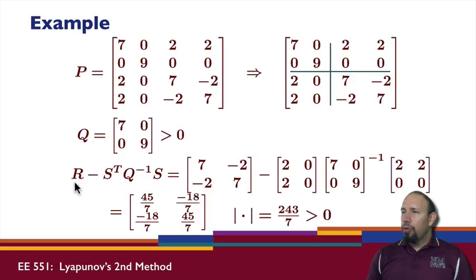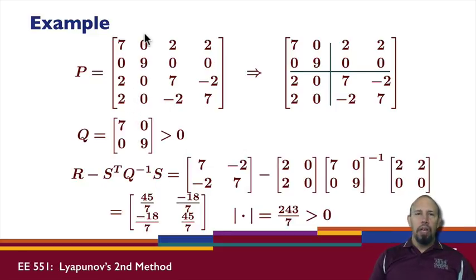Now, I can go through and form the Schur complement. So R minus S transpose Q inverse S, multiply it all out, and I get this expression. This has positive elements along the diagonal, and its determinant is this quantity, which is strictly positive. Therefore, the Schur complement is a positive definite matrix. Since Q and its Schur complement are positive definite, that means P was positive definite. So this is one way of checking the definiteness of a matrix where we can partition it.